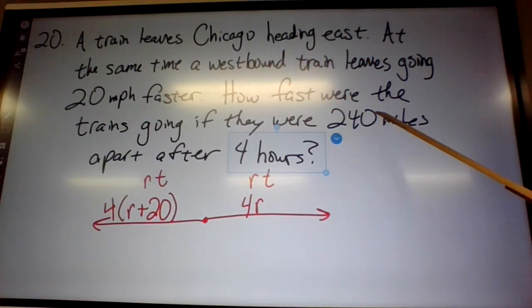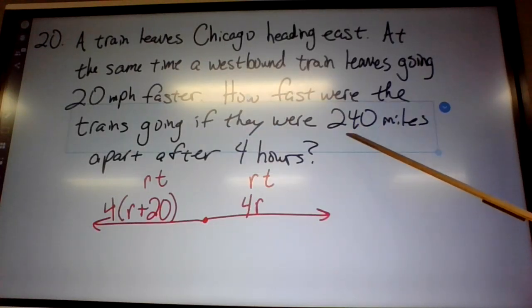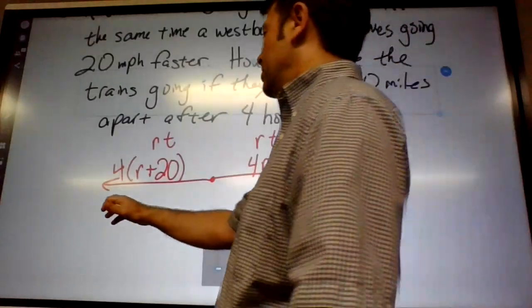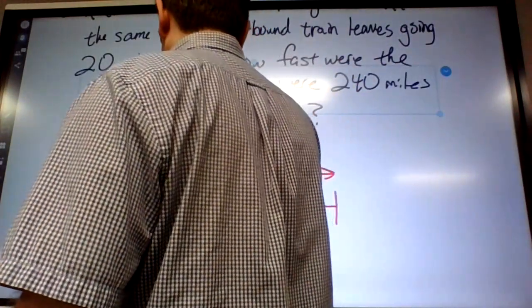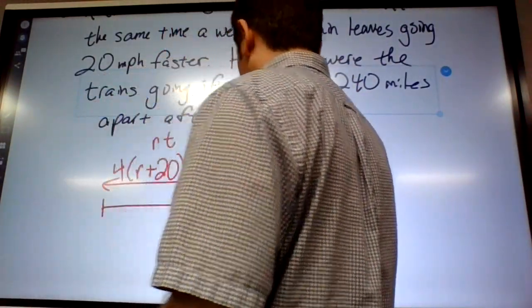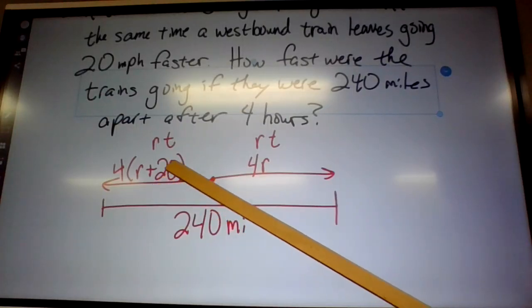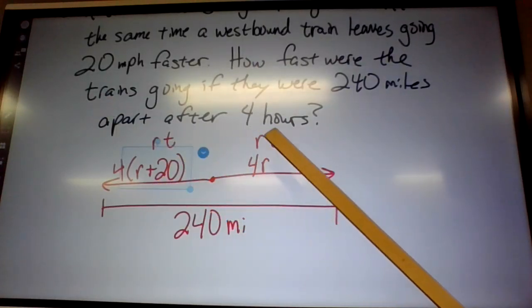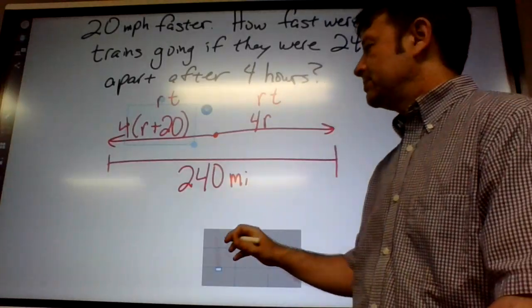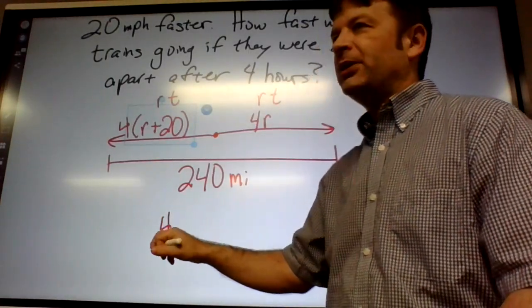It says how fast were the trains going if they were 240 miles apart. So where does the 240 go? All together. 240 miles. Now, this is the part where most people get stuck. You know how to set it up? Okay, what is it? You do 4 times R equals 240. No. Wrong. Anybody else?